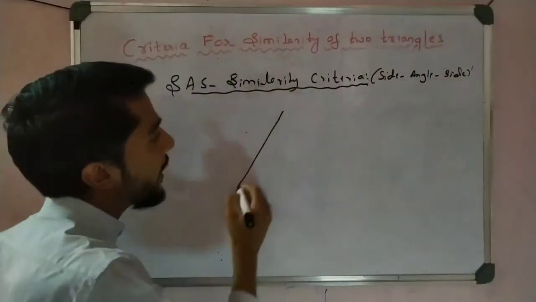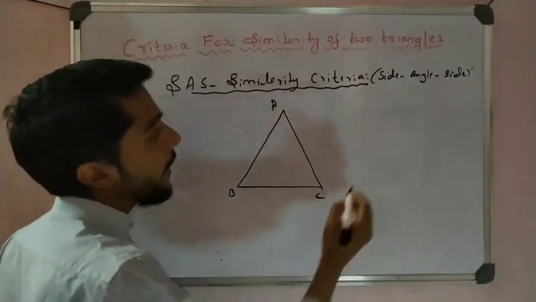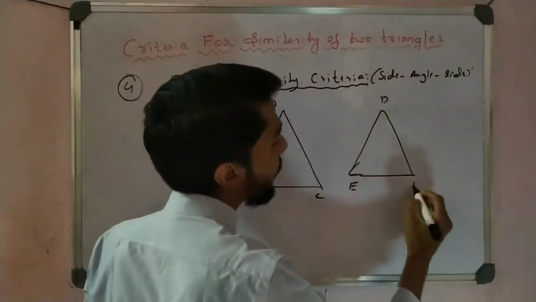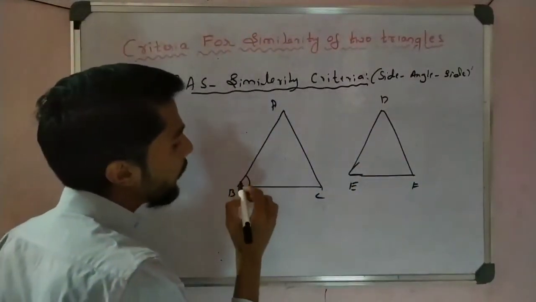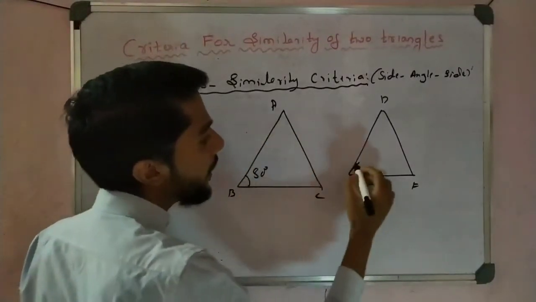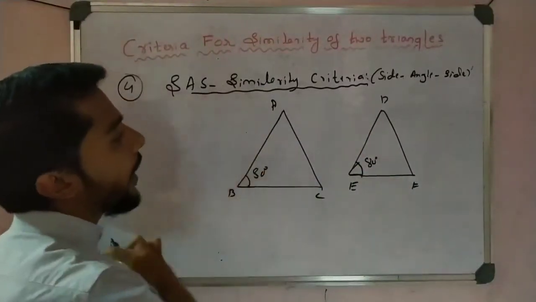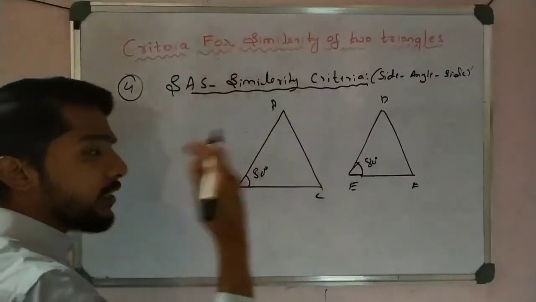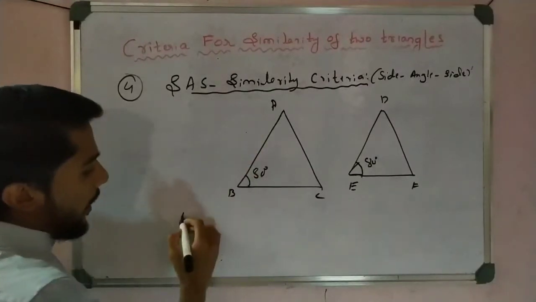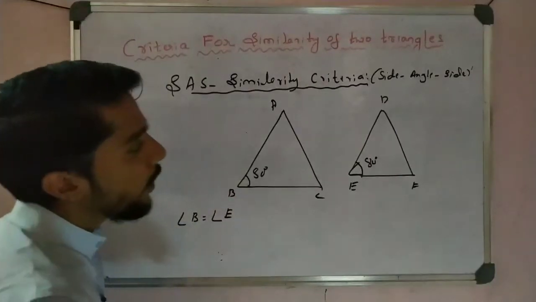For example, I can take triangle ABC and another, a similar triangle DEF. Here, given that angle B is 80 degrees, I can take a different angle, and angle E is 80 degrees. I can take any measurements; that we will take in the next video. So see here what happened in this case: angle B is equal to angle E, right? Angle B is equal to angle E.